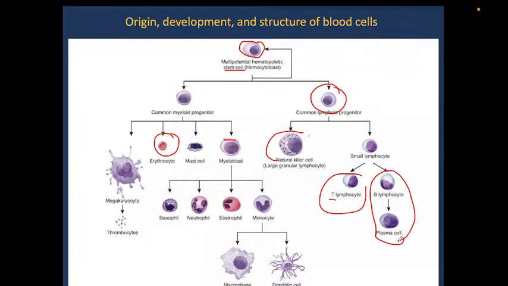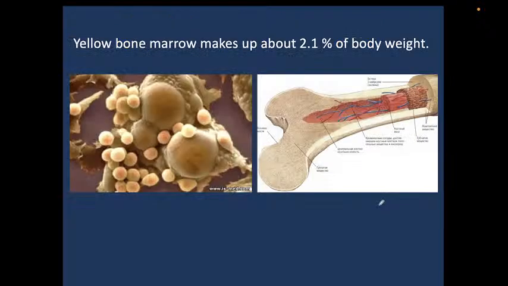But for B lymphocytes, B means bursa. This is some sac that was found in birds, but in our body the place for origin and development of the B lymphocytes is the red bone marrow.